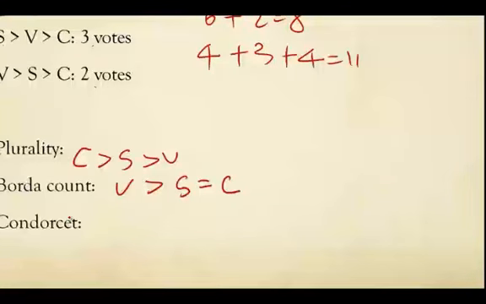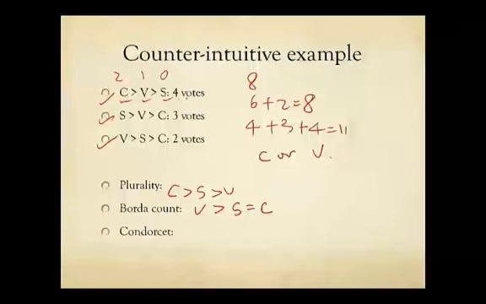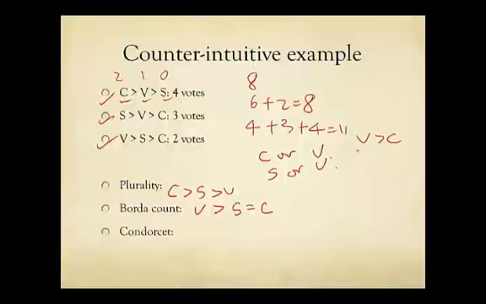What about Condorcet voting? Let's look at a pairwise comparison here. So suppose we look at C versus V, chocolate versus vanilla. Chocolate is ranked higher than vanilla by 4 people, but vanilla is ranked higher than chocolate by 5 people. So vanilla beats chocolate. Now what about, let's say, strawberry versus vanilla. Strawberry is voted better than vanilla by 3 votes, but vanilla is voted better than strawberry by 6 votes. So vanilla is better than strawberry.